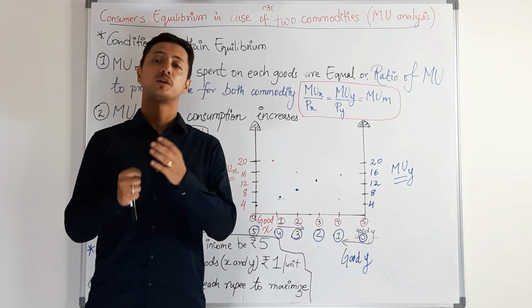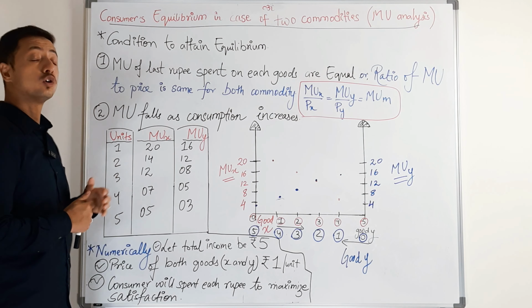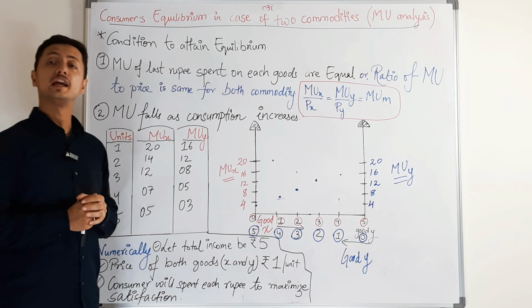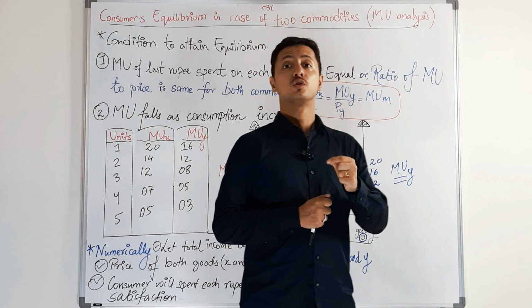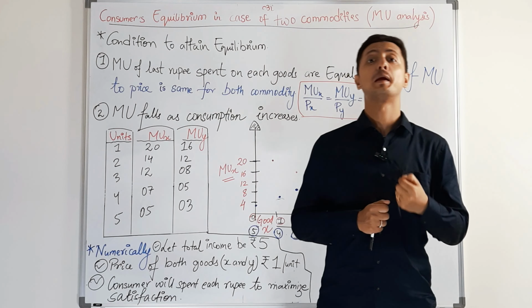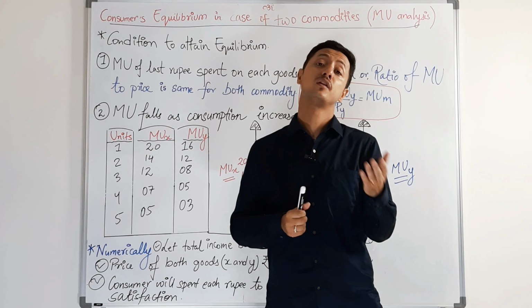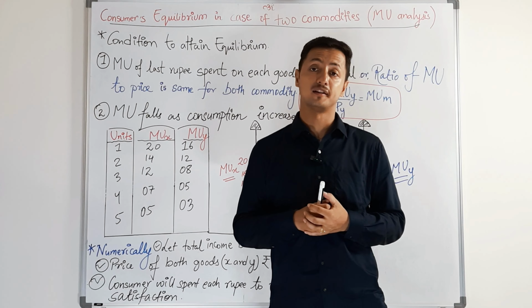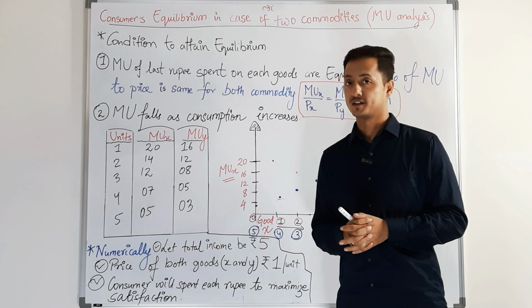Okay. So there are two conditions to be achieved in order to attain equilibrium in the case of two commodities. The first is that the marginal utility of the last rupee spent on each good should be the same. The utility that you are deriving from the last rupee that you are spending on each of the two goods, X and Y, should give you the same level of utility, right? You may not be able to understand it now, but when I explain it numerically, it will be easier for you to understand.